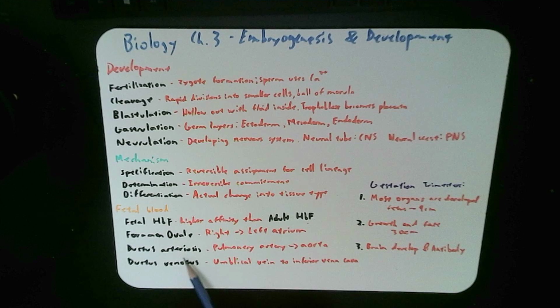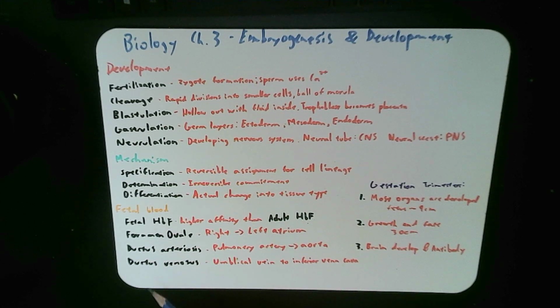Ductus arteriosus travels from the pulmonary artery into the aorta. So the right atrium will still have some blood going to the left atrium, and some will still go to the pulmonary artery, but that is still useless. It's not going to the lungs because the lungs are non-functional. So it will travel from the artery directly to the aorta and pump through the systemic circulation.